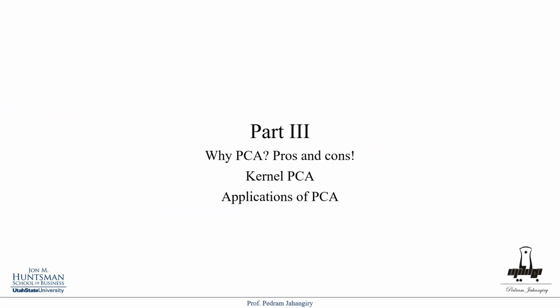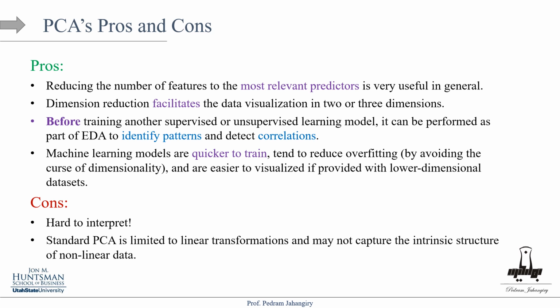That was part 2, and now let's talk about the last part. Why principal components? What are the advantages and disadvantages? Why should we go beyond PCA? So why do we need something called Kernel PCA? And finally, what are the applications of PCA? Okay, what are the advantages and disadvantages?